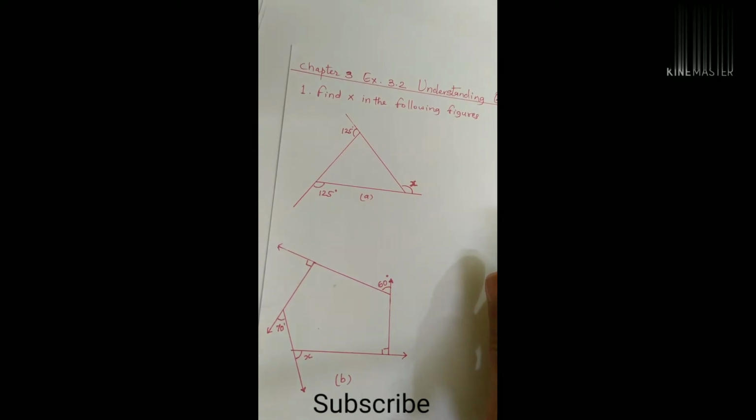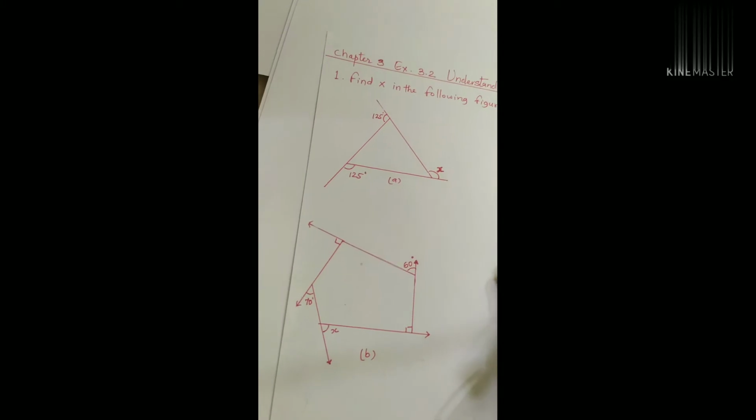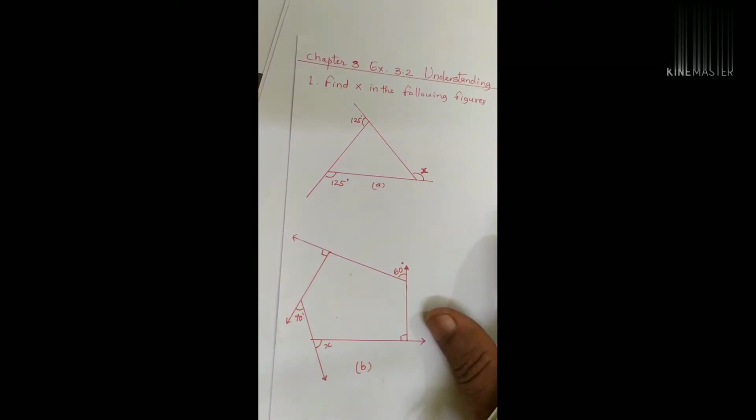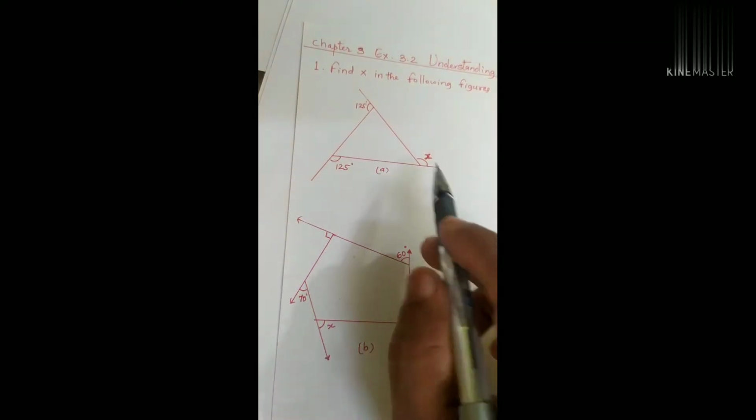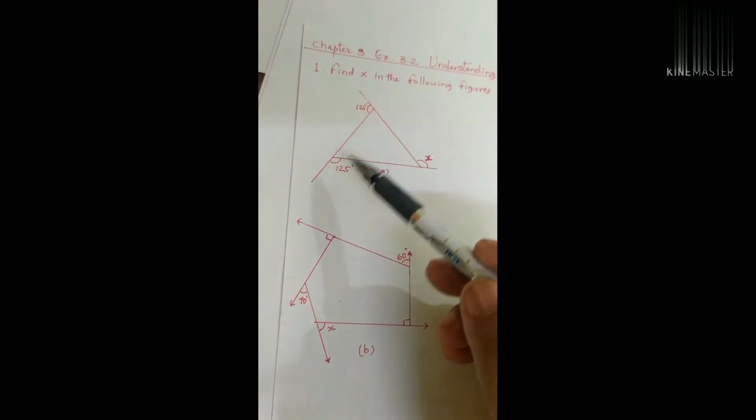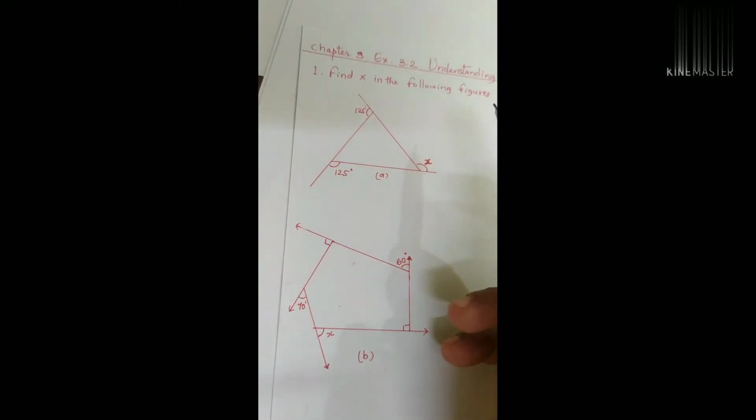Let us start with the chapter 3 exercise 3.2, the first problem. Find the value of x in the following figure. Here the triangle is given, we can see, and there are three angles on the exterior. We have to find out the value of x. Now how can we find out?